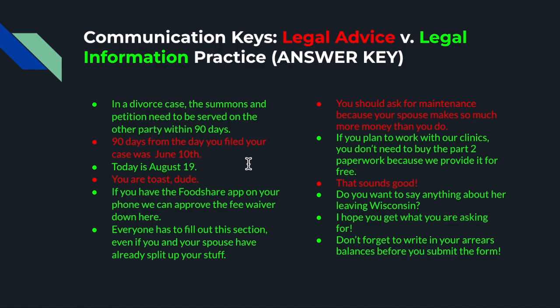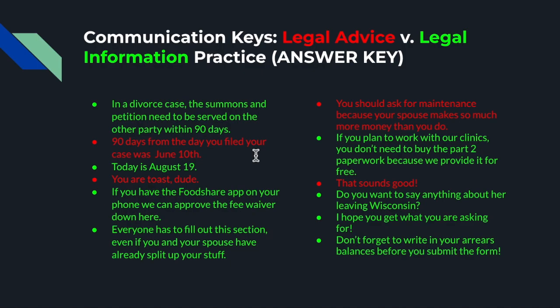Here, this one also throws people off because they're like, it's just a calculation. But 90 days from the day you filed your case was June 10th. It is analysis, right? I am taking the facts of their case, the date they filed, I'm adding 90 days, and I'm drawing a conclusion. This date is the 90th day. So I know that sounds silly, and I'll be honest, that one is difficult in our clinics. We have to work around it, but it's challenging for sure. But that is technically advice.